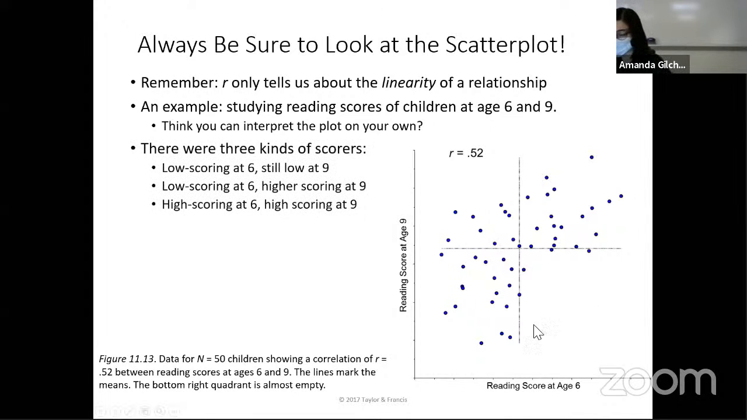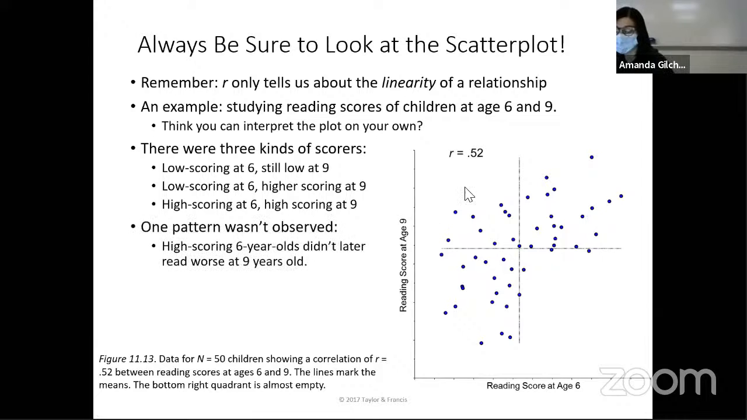So there are 3 kinds of scorers here. We have people who are low at 6 and they're still low at 9. They're low scoring at 6 and then high at 9, so maybe they just needed more time and more practice. And then people who were good readers when they were 6 and they're still good readers now. But obviously, we don't really see high scoring 6-year-olds reading worse at 9.